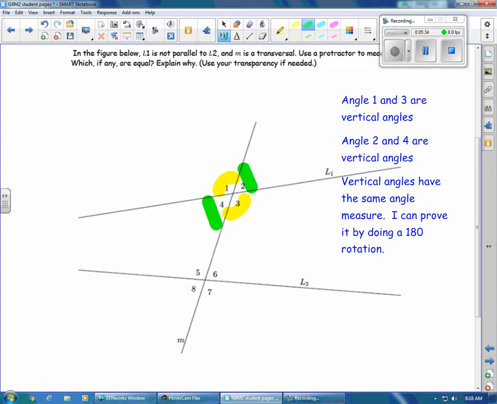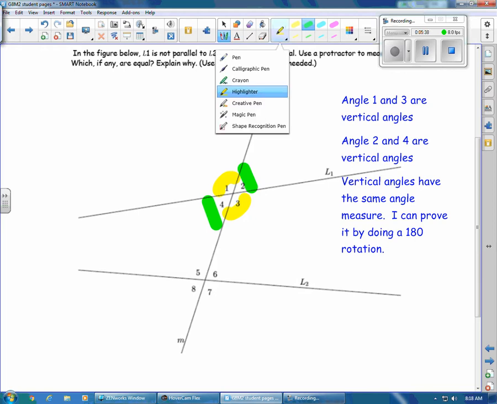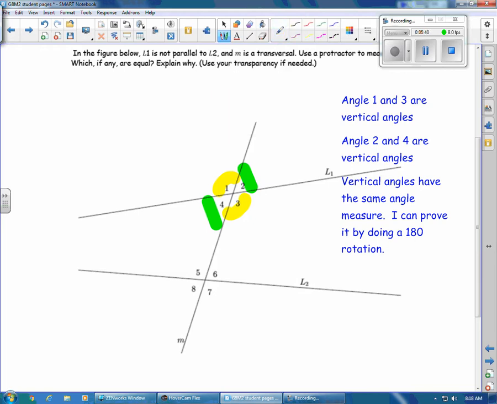Okay? What I'd like you to do right now is the next set of angles that we have down here, 5, 6, 7, and 8: identify the vertical angles and identify the ones that are going to be congruent. So go ahead and pause the video right now and see if you can do that for me.